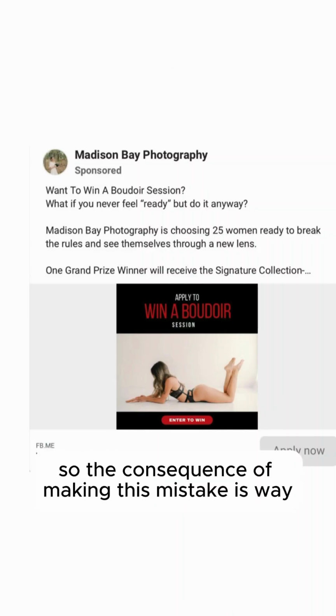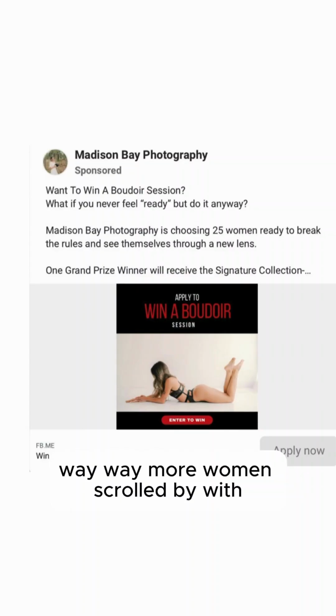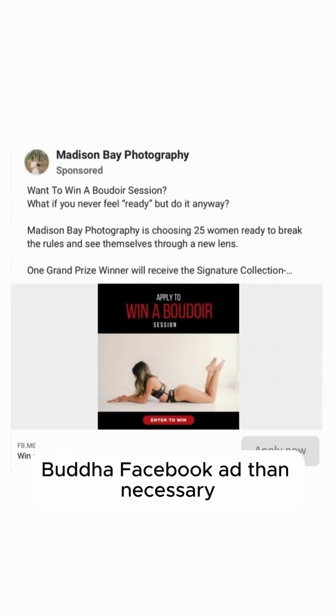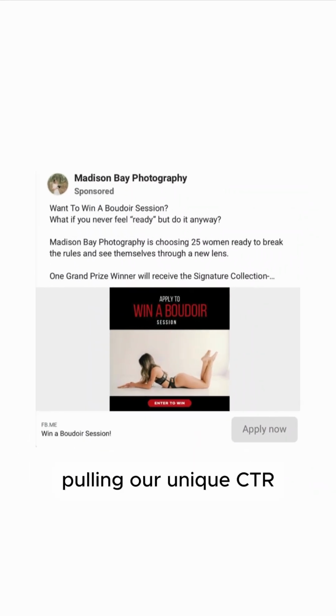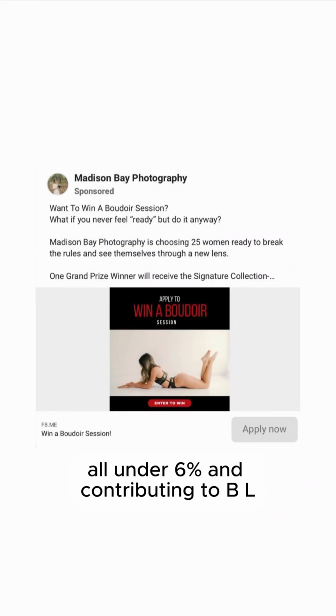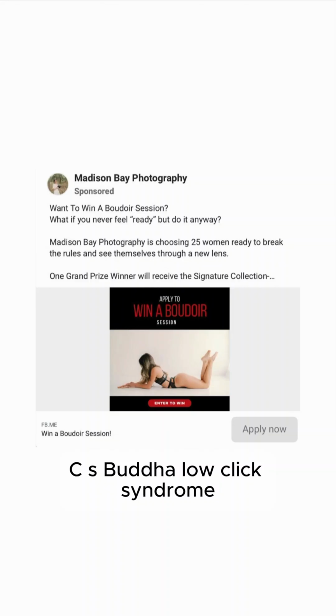So the consequence of making this mistake is way more women scrolling by our Boudoir Facebook ad than necessary, pulling our unique CTRL under 6% and contributing to BLCS, Boudoir low click syndrome.